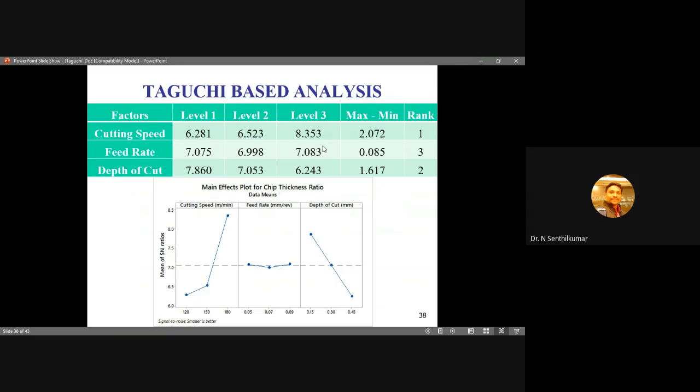Similarly for this one. So max minus min: the maximum value is 8.353, minus the minimum, which is this. So this minus this will be this value. Similarly in this case 7.083 is the maximum, the minimum is 6.998, so this value. Among these, the highest, the maximum one, is 2, so that is given rank one. So the influence of cutting speed will be higher in this case. This is what we are going to identify. Then the influence of depth of cut is going to be higher, and finally the influence of feed rate is going to be the lowest.